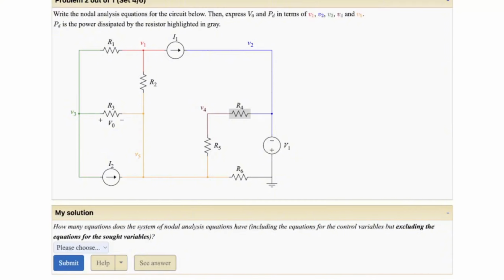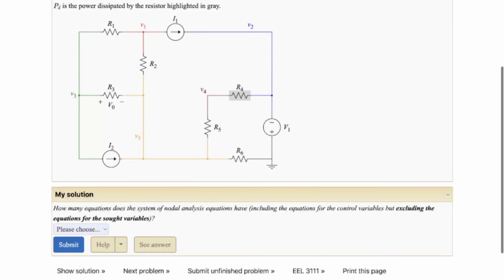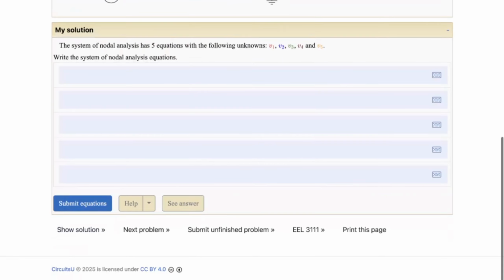So first, we've got to determine how many equations we're going to need for this one. And it looks like we're going to need 5. We don't have any control variables. We take the total number of nodes and subtract the reference node, which is 6 minus 1. So we're going to have 5.